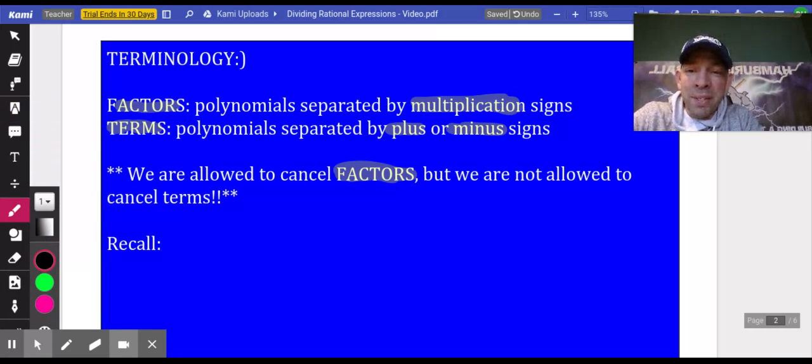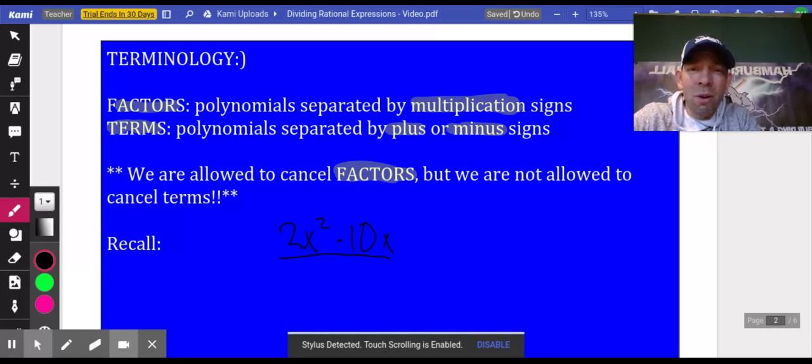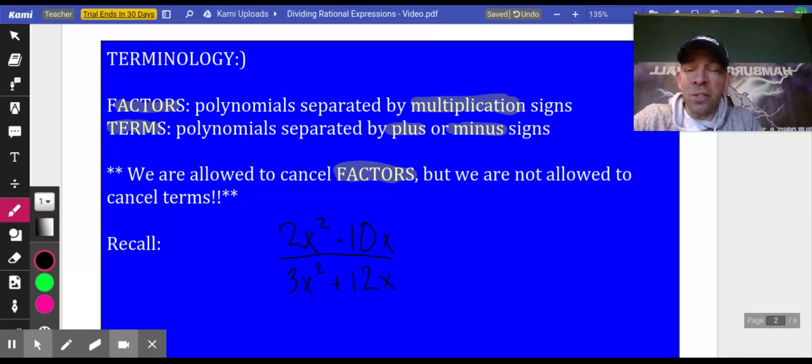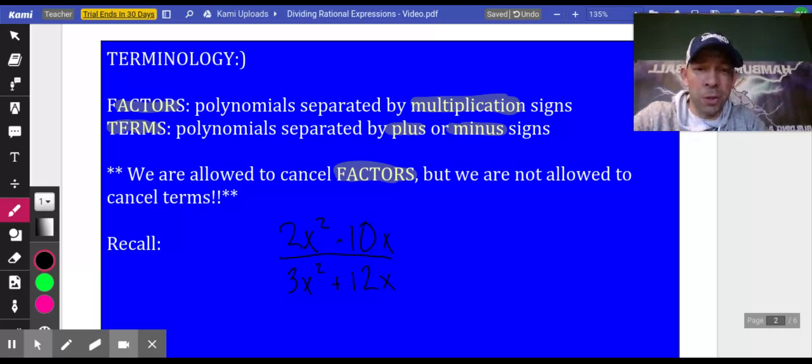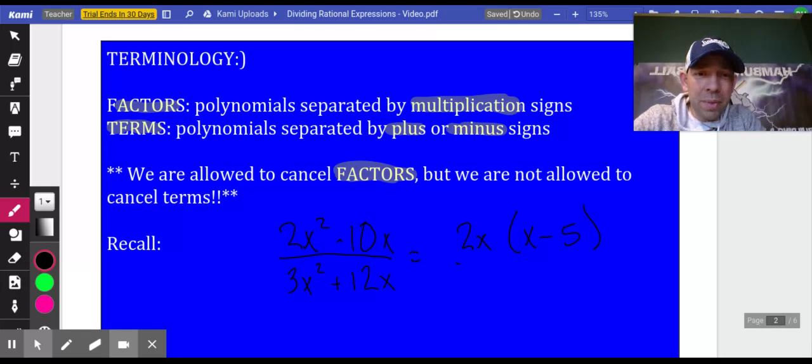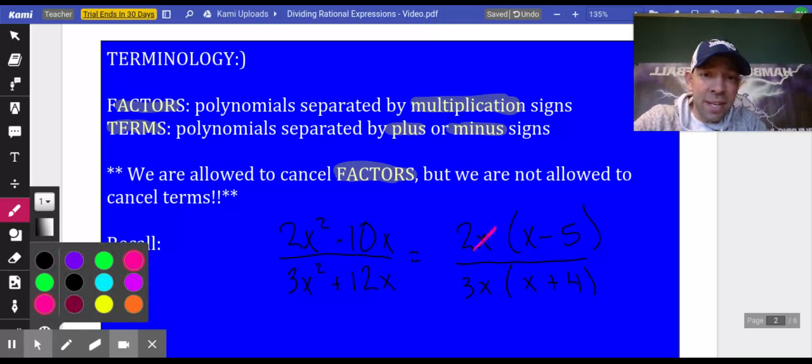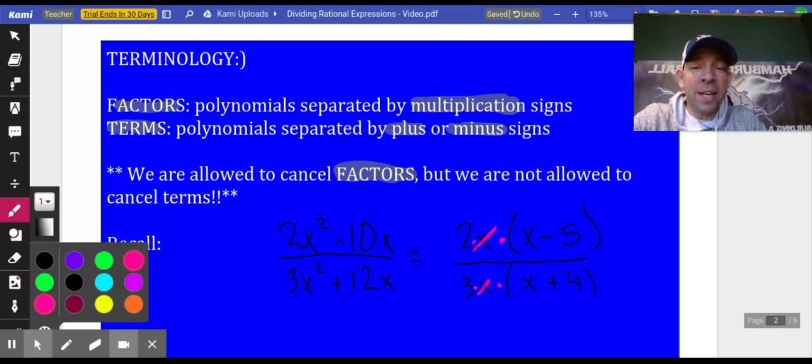So recall just a real basic example here. Let's imagine that we had 2x squared minus 10x all over, maybe 3x squared plus 12x. So if you were going to just simplify this expression, that's your only goal. We're going to go ahead and take out a GCF of 2x, leaving us with x minus 5. We're going to go ahead and take out a GCF of 3x, leaving us with x plus 4. And what we're going to do here is I can cancel this x with this x because each of those are factors, because we have the implied multiplication signs here, and so the x's were a factor.